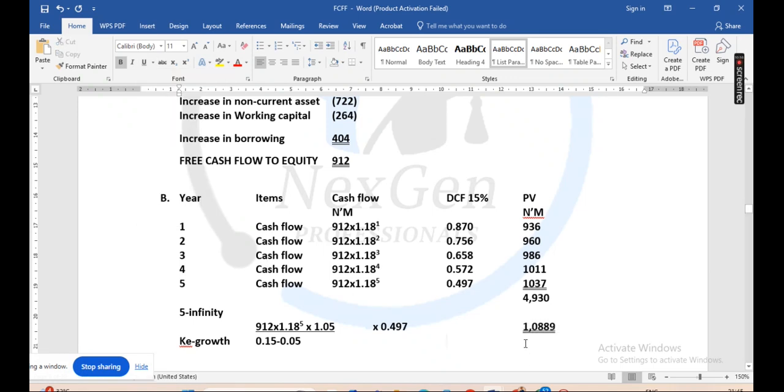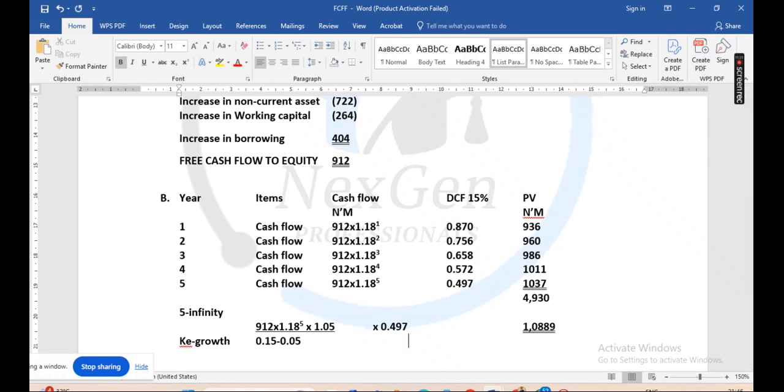So, what is the total value? Don't forget, the first question is 18%, which we get the value of this. The second one is 5% thereafter, which we get this. What is the total value of the business? Please add these two together. What do you have?